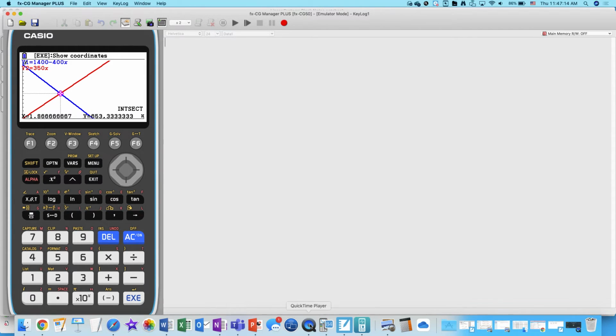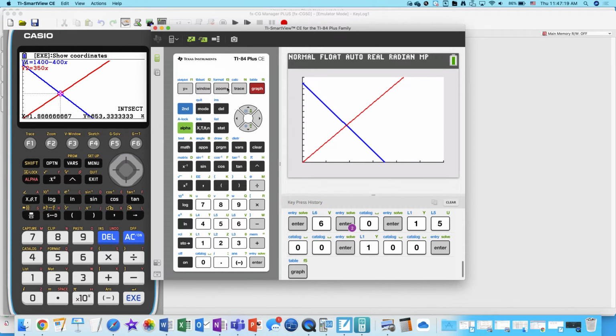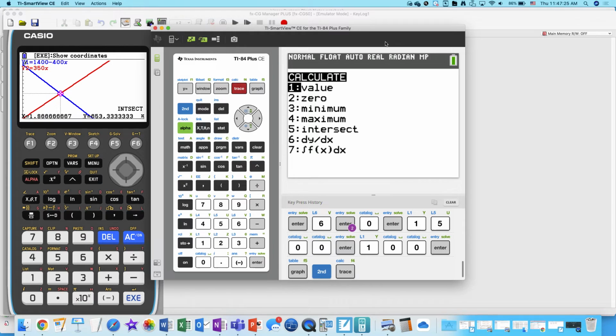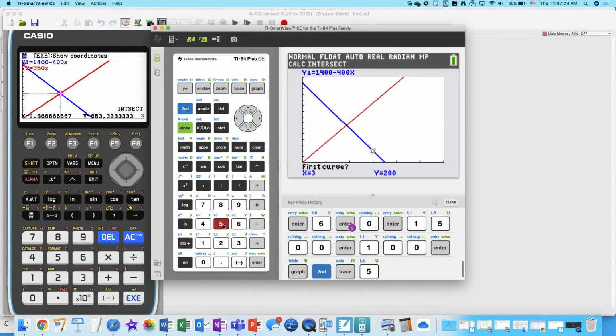On the TI, where are we able to do all the stuff? Yes. Under the calc menu, which is second trace. Second trace, exactly. And we are going to select which number? 5, yeah. Okay, now on this one, you're asked to put the cursor close to the intersection point on the first curve and on the second curve. Okay, so I'm going to hit enter and then enter again. And then do I want it to guess?